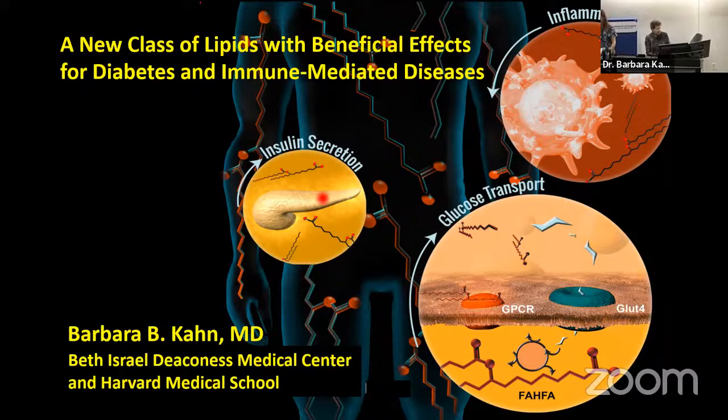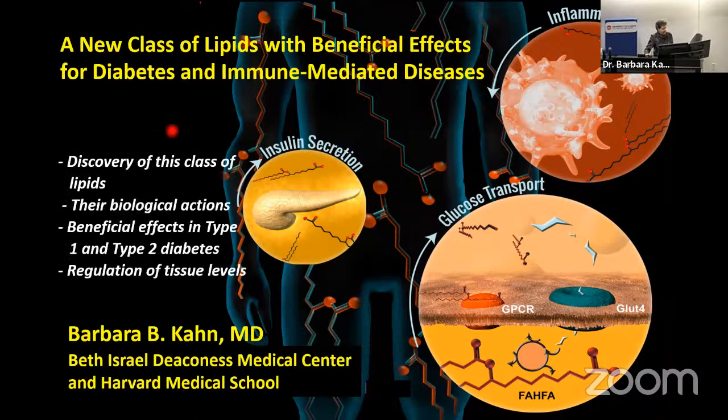Okay, so excellent. All right, so these are the lipids. So you see the acyl chains, the hydroxy fatty acids in the human body. What I'm going to tell you about today is the discovery of this class of lipids, their biologic actions, beneficial effects in type 1 and type 2 diabetes, and the regulation of the tissue levels aimed at developing them, hopefully, as a treatment for metabolic or immune-mediated diseases.